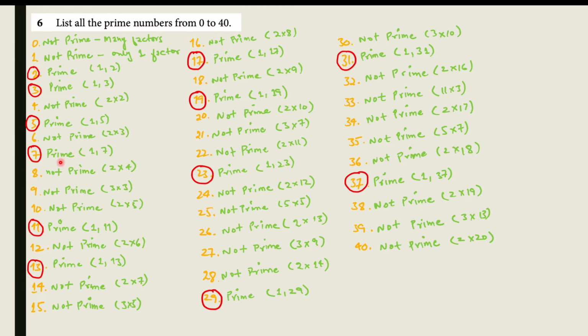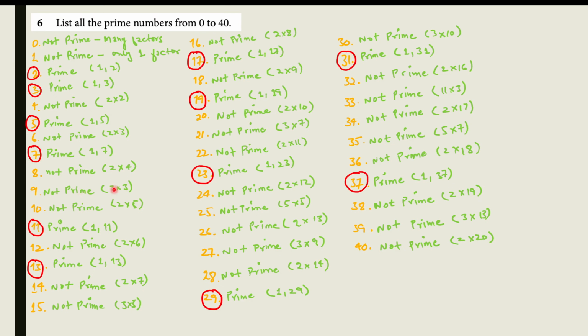7 is a prime because it comes in the table of 1 and 7 only, or it's completely divisible by 1 and 7 only. There are no other factors that can evenly divide this number. 8, 2 multiplied by 4 is equal to 8, so it's not a prime because it has more than two factors. 9, apart from 1 and 9, has other factors as well.